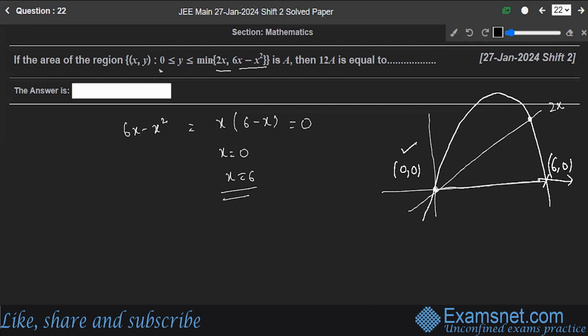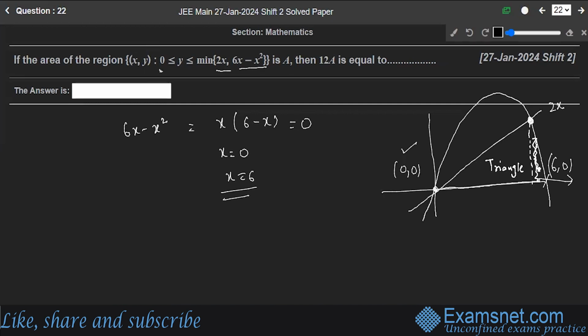Now you have to find out the area of this given region according to the question. x lies between 0 and 6, y lies between 0 and the minimum of these functions. So you have to find out the area of this particular region. Right, let's go for this. First of all, I will divide this area into two halves. This is the one, and this is a triangle. And this is the region between the x-axis and the given parabola. So these are the two ways in which you can calculate the area.